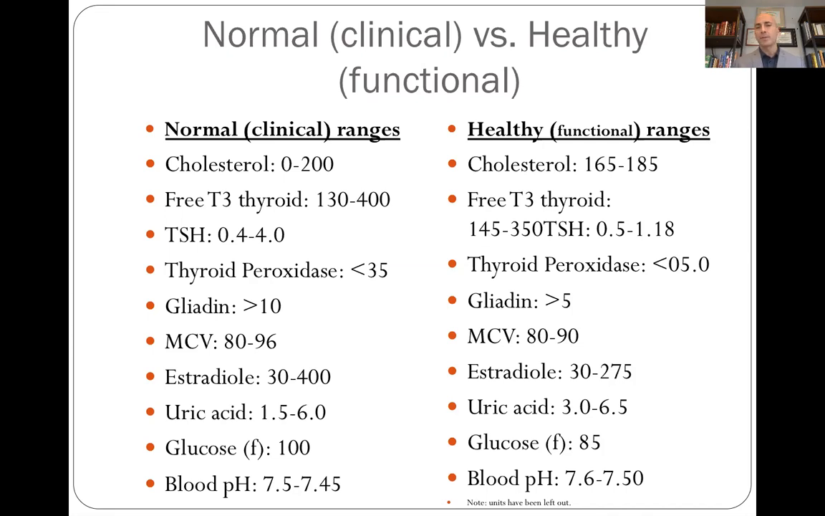A few more examples. Thyroid peroxidase. Thyroid peroxidase is an enzyme, and the body can make antibodies against that enzyme called thyroid peroxidase antibodies, which is what this value here is of less than 35. So you can have 1, 2, 3, 4, all the way up to 35 as a result, and your doctor will call that normal.